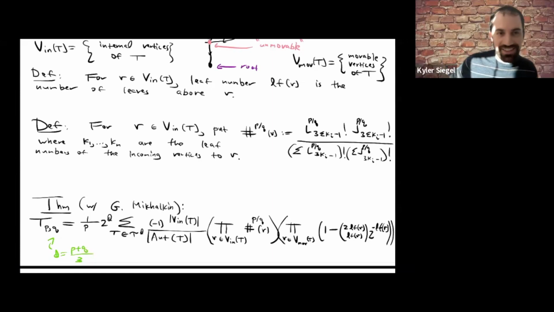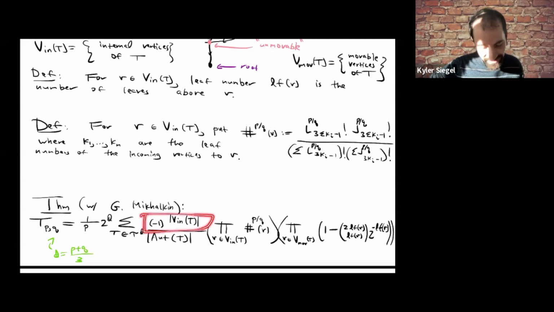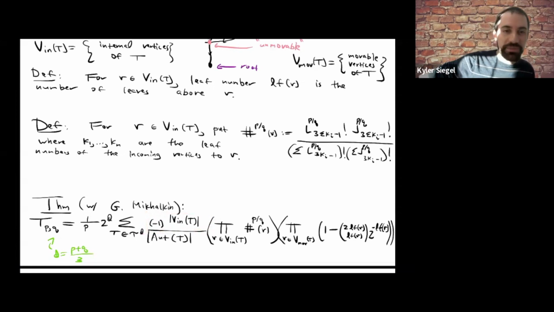And does this always give you a positive number? Yeah, so that's kind of the question. Unfortunately, you have this sign which depends on the number of internal vertices of the tree. So at this point, it's not yet clear when these give positive numbers, although it's getting maybe a bit closer.